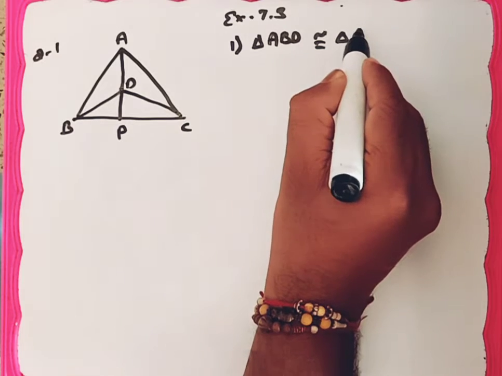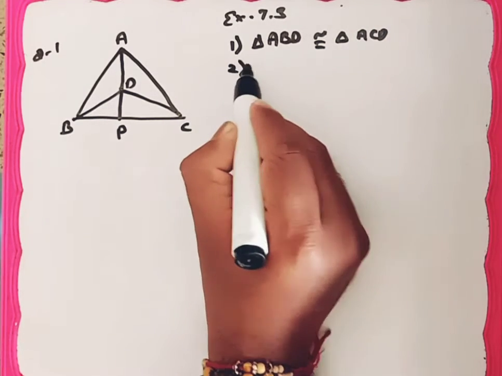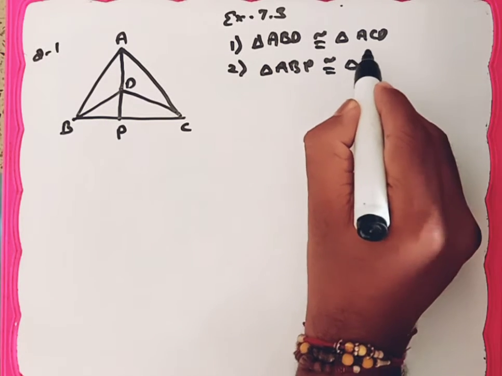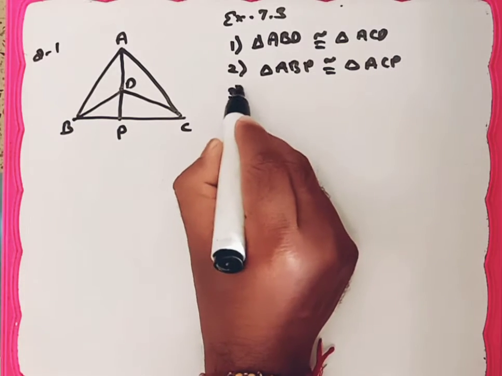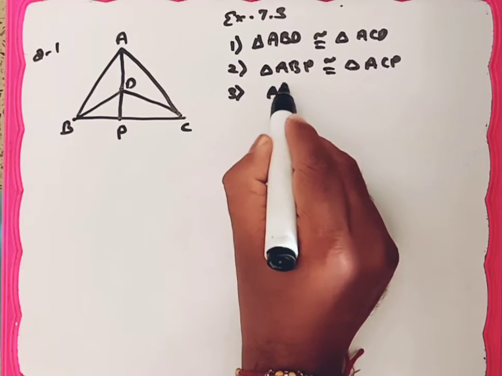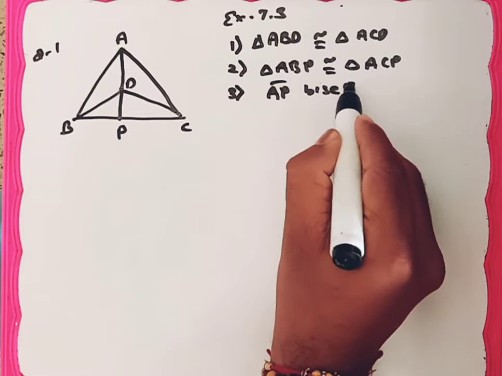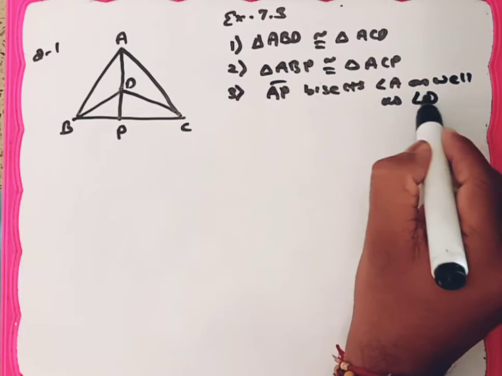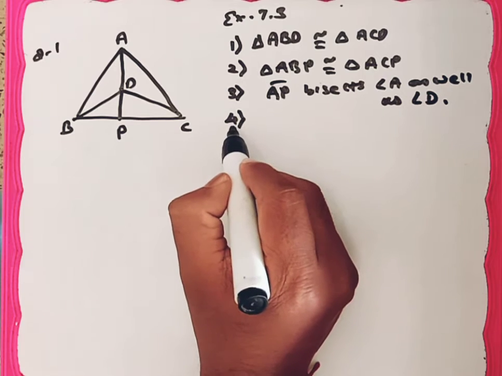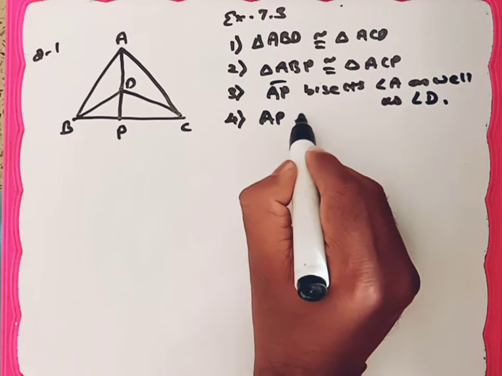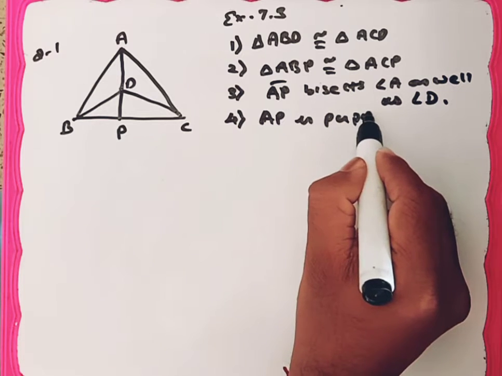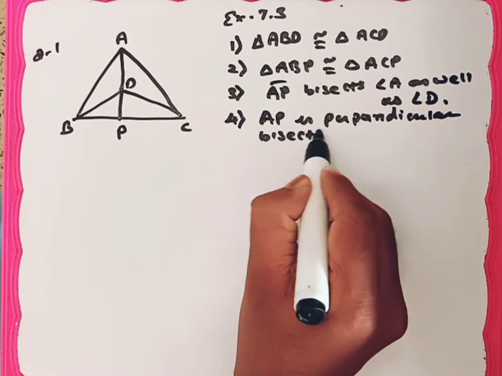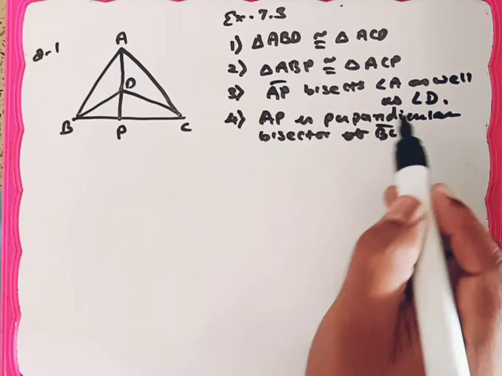is congruent to triangle ACD. Second result, we have triangle ABP congruent to triangle ACP. Third result, we have AP bisects angle A as well as angle D, and fourth result, we have AP is perpendicular bisector of BC.